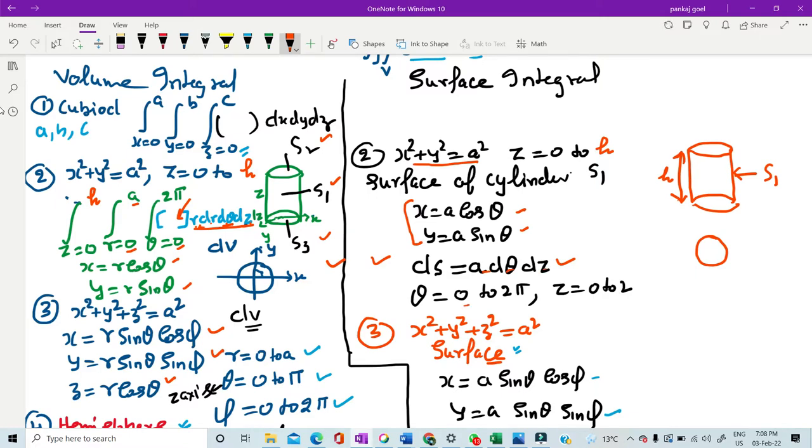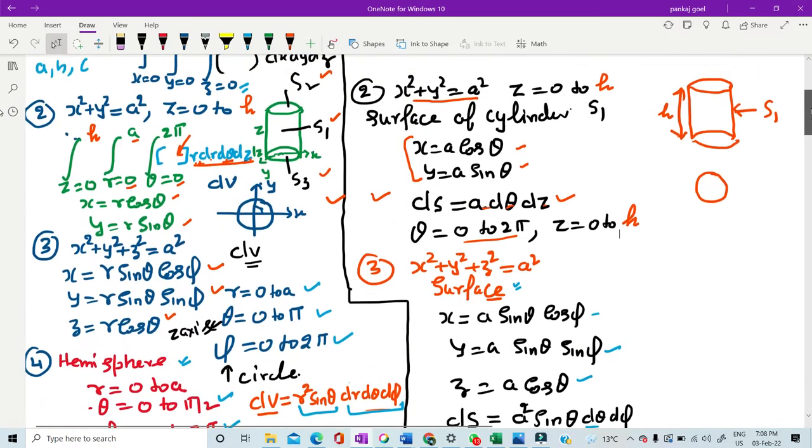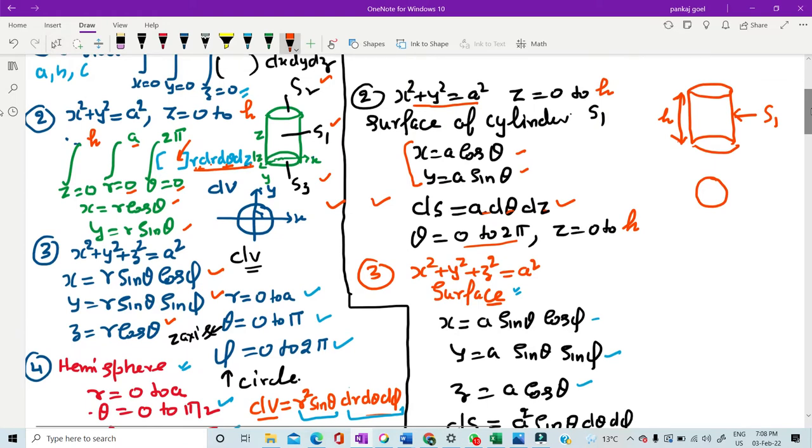Limit of theta will be 0 to 2 pi for the whole circle and limit of z will be 0 to h. Right? If I want to take this cylinder in the first octant, the limit will change as theta will be from 0 to pi by 2, because first octant means in the xy coordinate system there will be the first quadrant. The limit will be 0 to pi by 2 and z will be from 0 to h for the first octant.